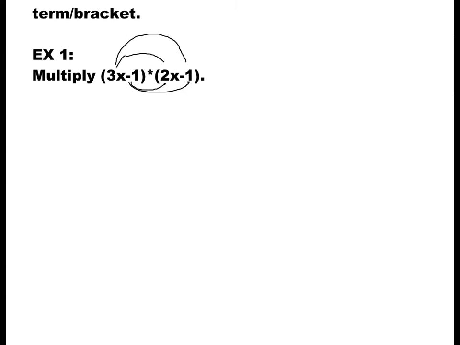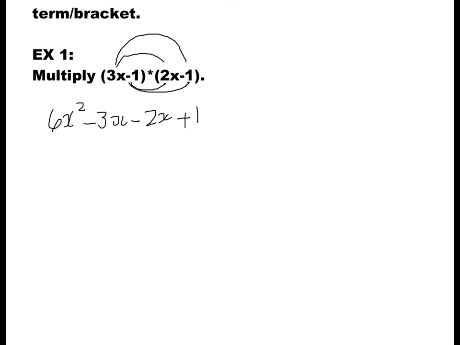Now 3x times 2x is going to give me 3 times 2 is 6x squared. 3x times negative 1 is going to give me negative 3x. Negative 1 times 2x is going to give me negative 2x. And negative 1 times negative 1 is going to give me plus 1.